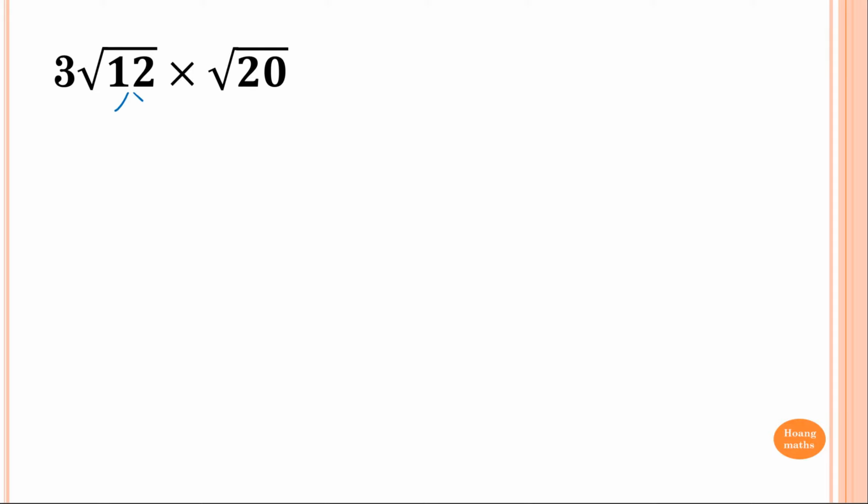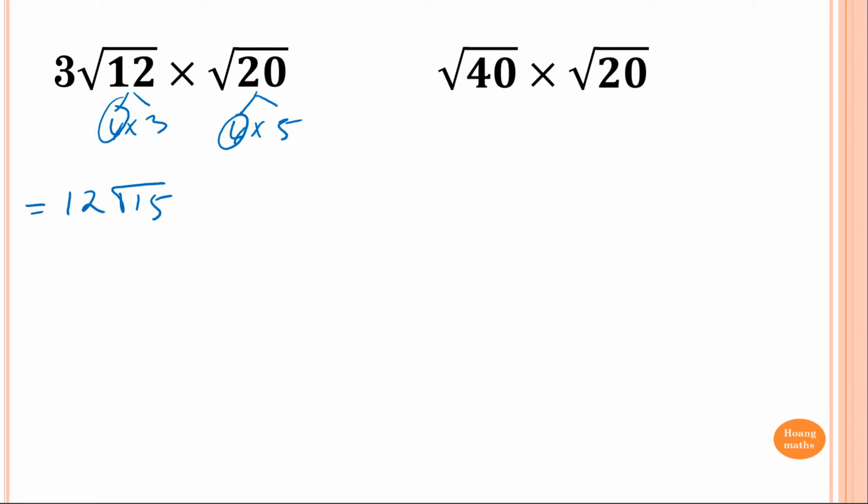See, look, you can see a square number in there. 4 times 3 and then 4 times 5, right? So square root 4 and square root 4 just become 4. So 4 times 3 is 12. So 12 root 15. Too much? Okay, just practice. You need a lot of practice if you want to get good at it. That's all it is. As long as you know the process.